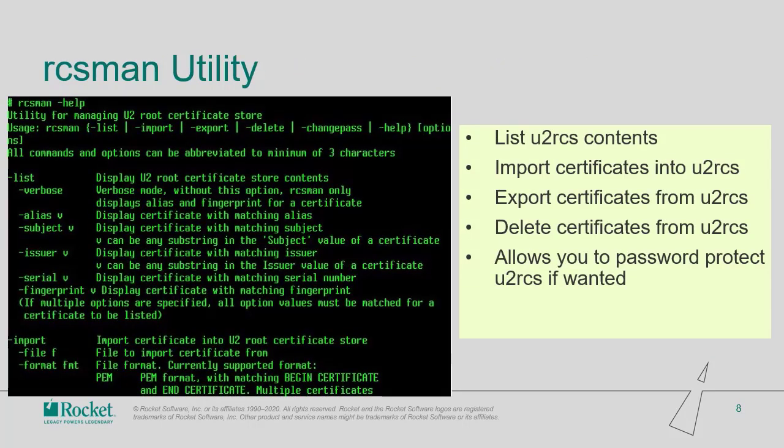And with that RCS-man utility, I have the help listed here so you can see what you can do with it. You can list the U2 RCS contents, import certificates into the U2 RCS, export and delete certificates from the U2 RCS, and you can also put a password protection on the U2 RCS if you want to. I'll do a demo working with RCS-man shortly.